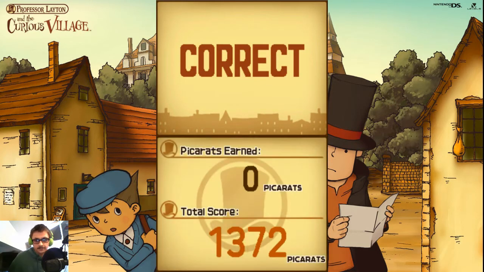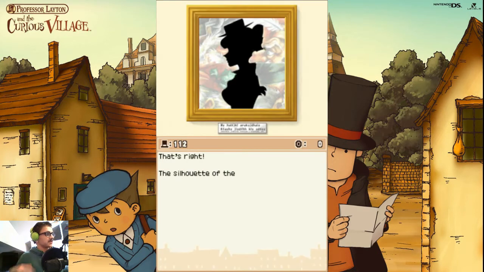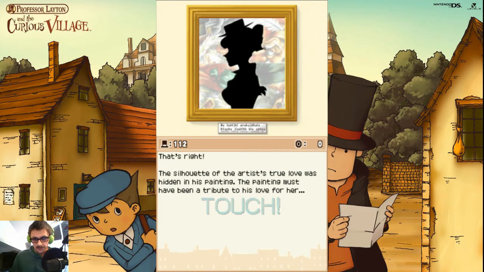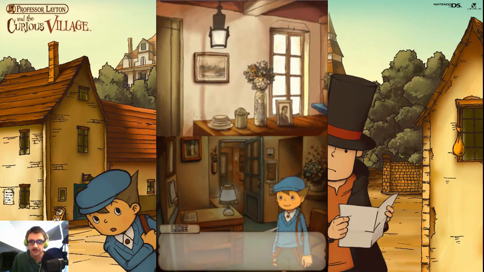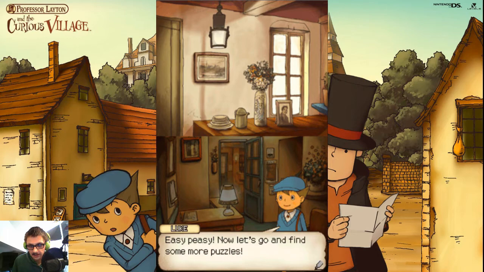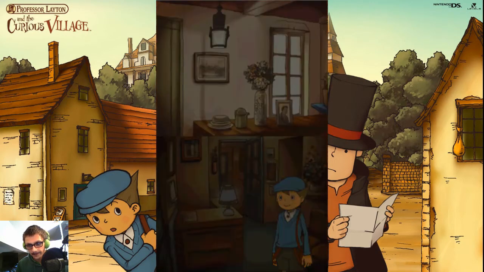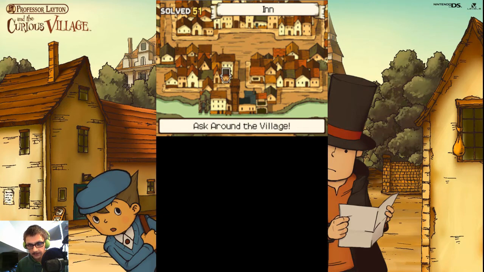Professor, I've solved it! This is an optional puzzle, so I'm not going to bother with it much. That's right, the silhouette of the picture's true lover was hidden in the painting. The painting must have been a tribute to his love for her. His love for her. Okay. That makes sense. Easy peasy. Now let's go find some more puzzles.